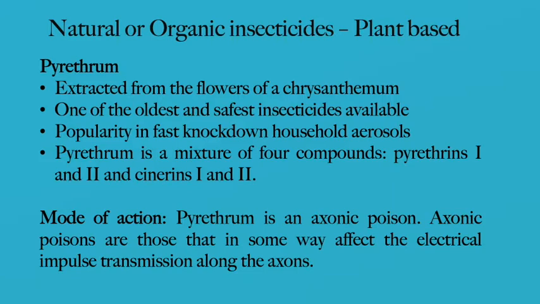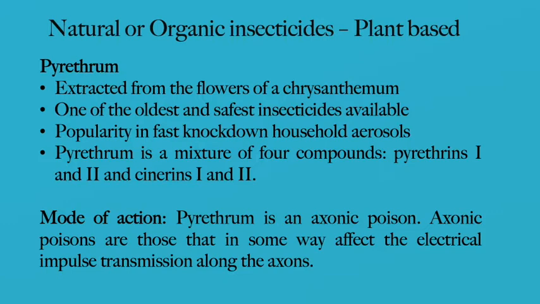Pyrethrum is extracted from the flowers of chrysanthemum, which is grown in Kenya and Ecuador. It is one of the oldest and safest insecticides available. The dried flowers were used in the early 19th century as the original louse powder to control body lice in the Napoleonic War. Pyrethrum acts on insects with phenomenal speed, causing immediate paralysis. Thus, its popularity in fast knockdown household aerosols.